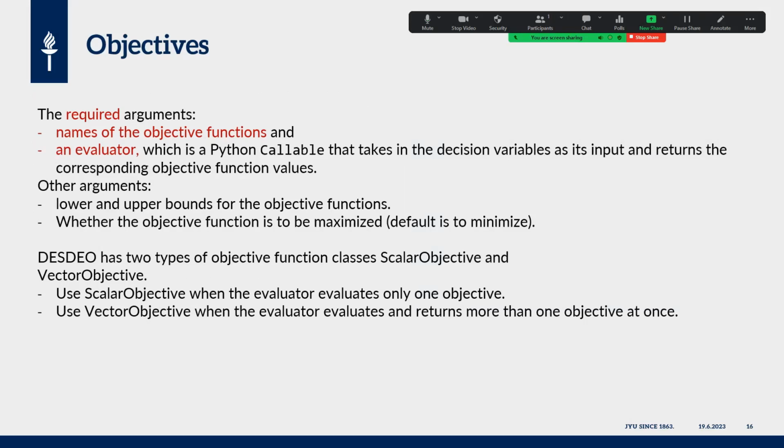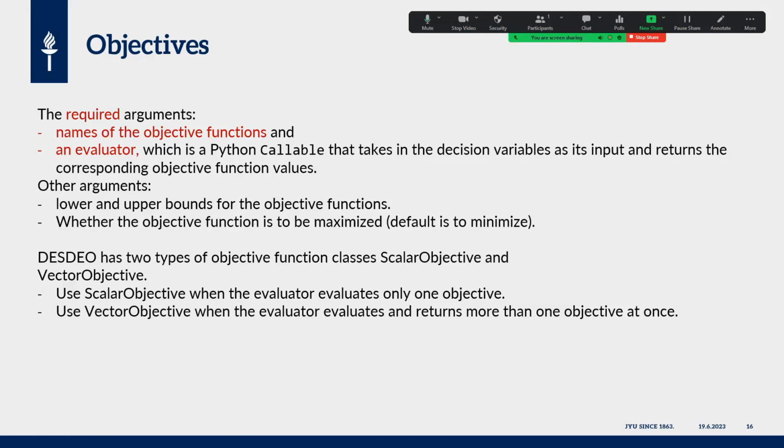The objectives require the name of the objective function and this evaluator, which is a Python variable, basically a type that can be called in Python, and it takes as input the decision variables and returns the corresponding objective function values. And this evaluator can be defined as a Python function. It can be maybe some simulator, a third-party simulator, whatever that is implementing this Python type, so that we can call it and give the right input and output.